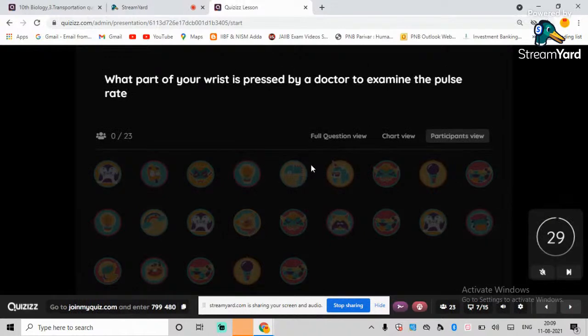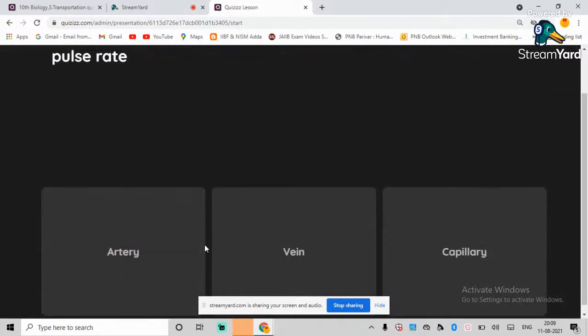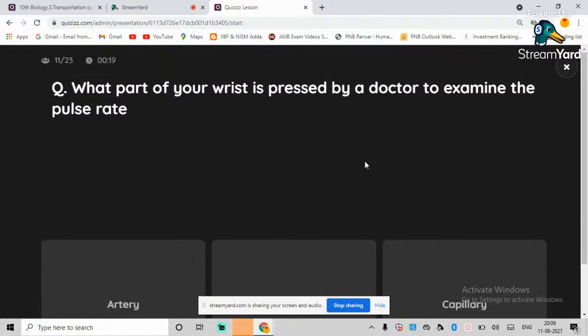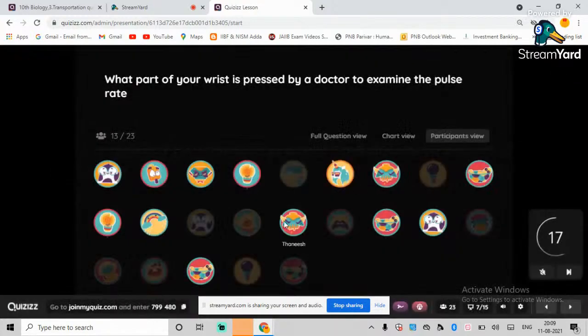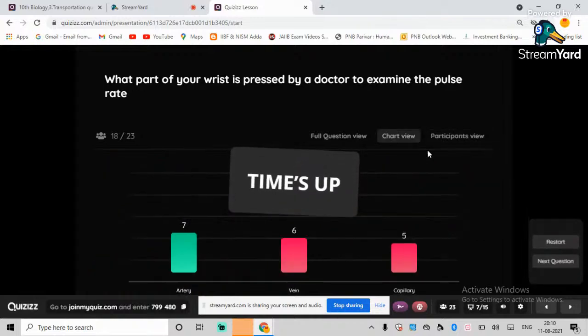So the next question is: what part of your wrist is pressed by a doctor to examine the pulse rate? The options are artery, vein, capillary. 3, 2, 1. Time's up. So the correct answer is artery.